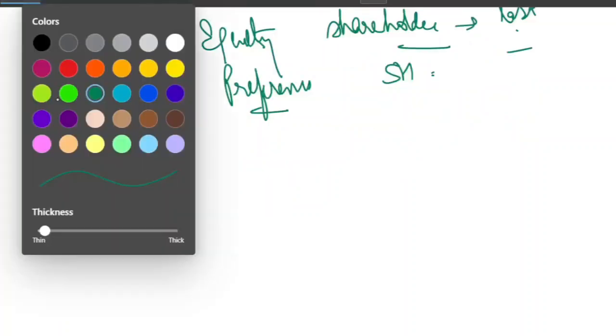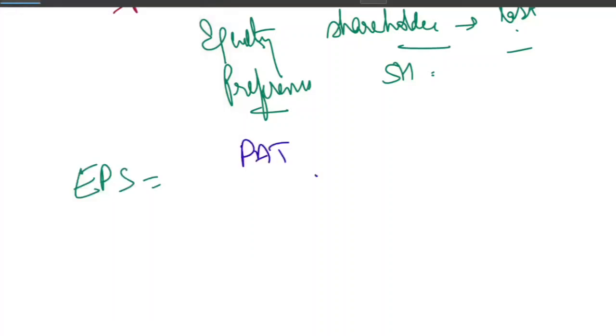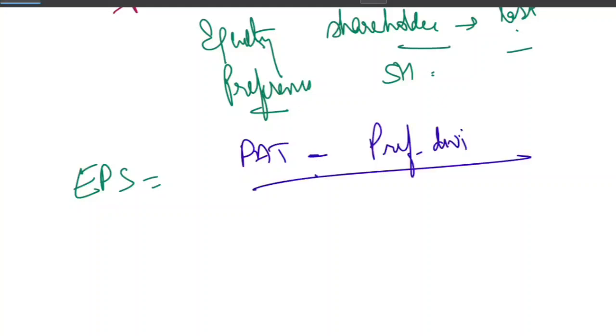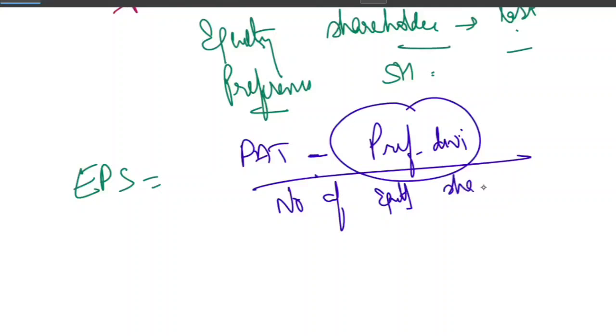What's the formula? Profit after tax, you subtract the preference dividend. The preference dividend has to be subtracted, because first and foremost preference is given to the preferential dividend, and divided by the number of equity shares. That means earning per share. How much you are able to earn per share? How much profit you have to make?